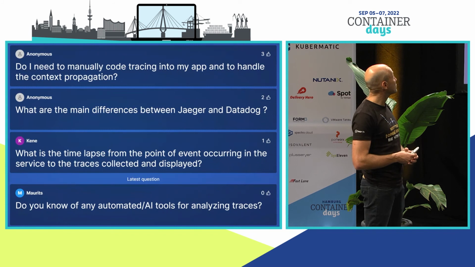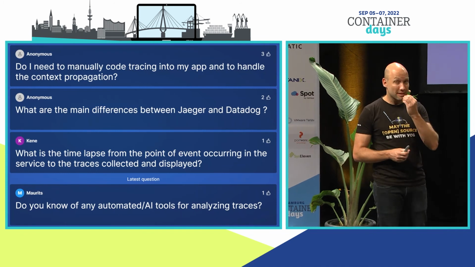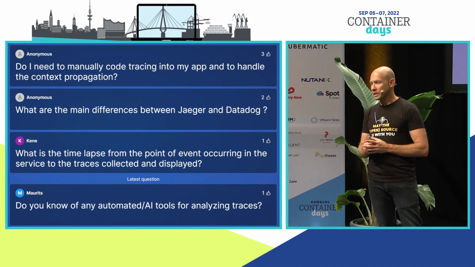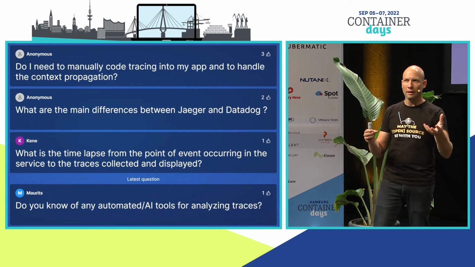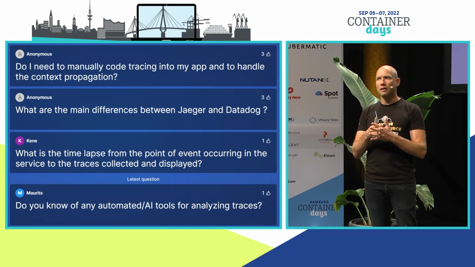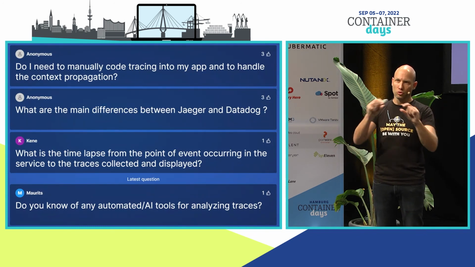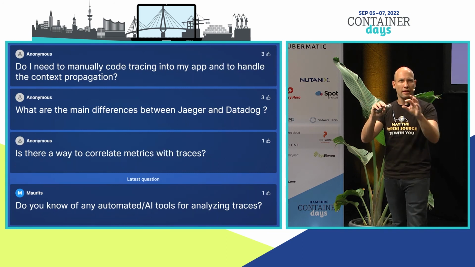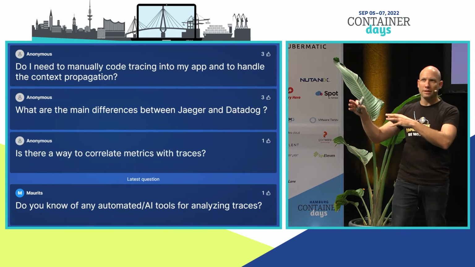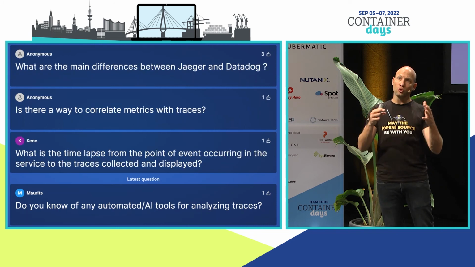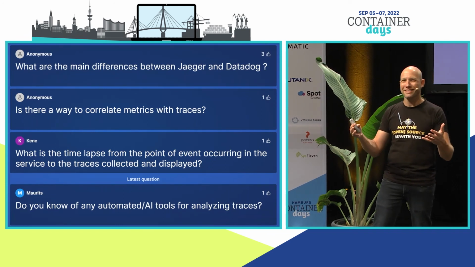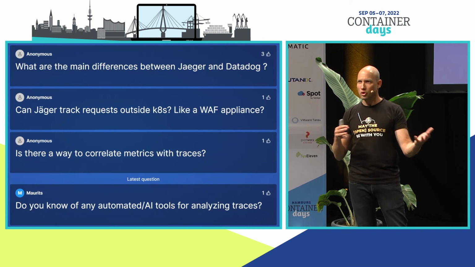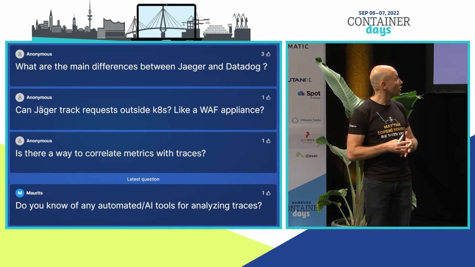Do I need to manually code tracing into my app and handle the context propagation? So that's an excellent question. The context propagation usually is taken care of for you, so you use an SDK, a client library that takes care of the propagation for you. You can do that manually, just like you do logs. You put a log in a code line that says send an error level log with this text message and so on. You can do that. You can also use auto-instrumentation agents that can help you extract the spans without having to do code changes. So you can choose auto-instrumentation, manual instrumentation, or a combination of both.